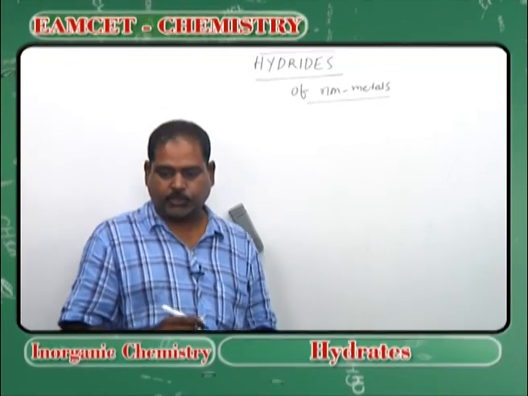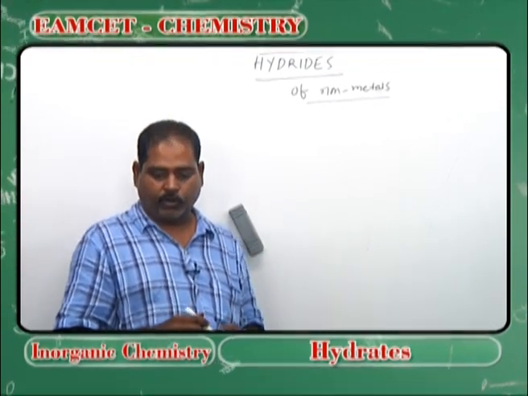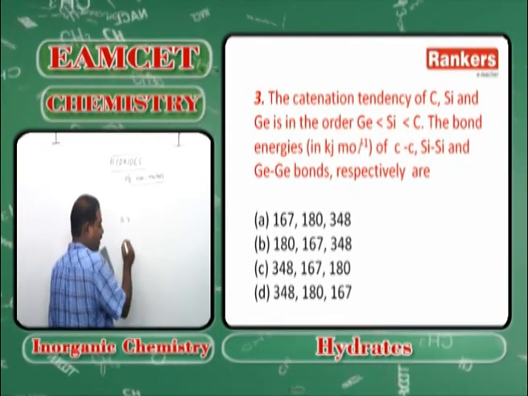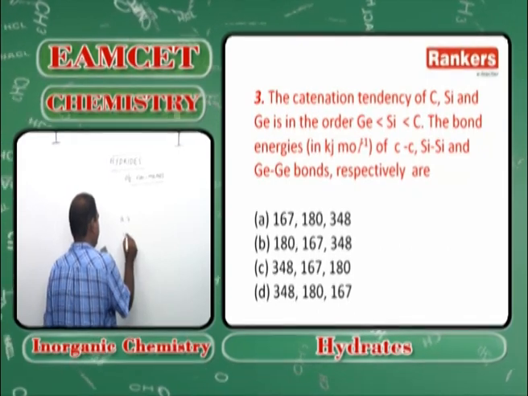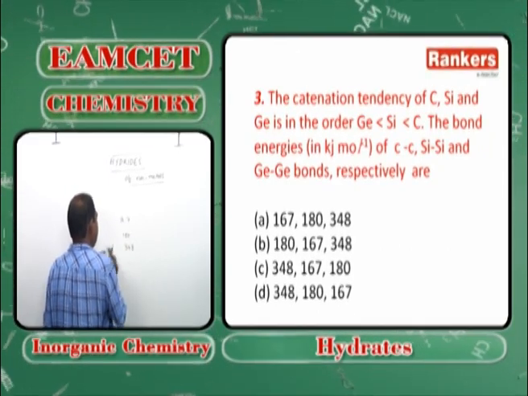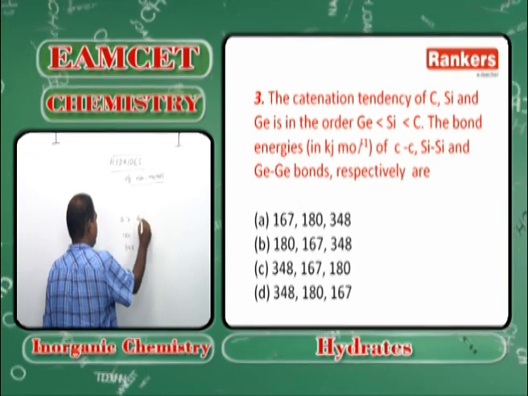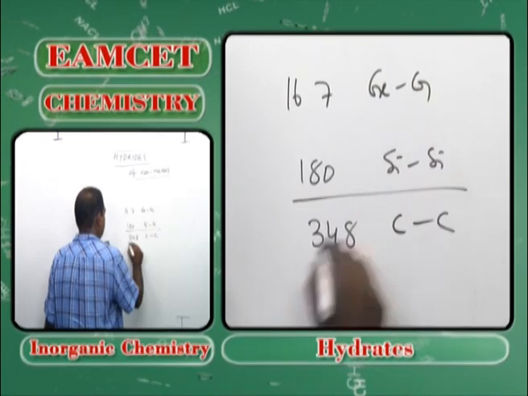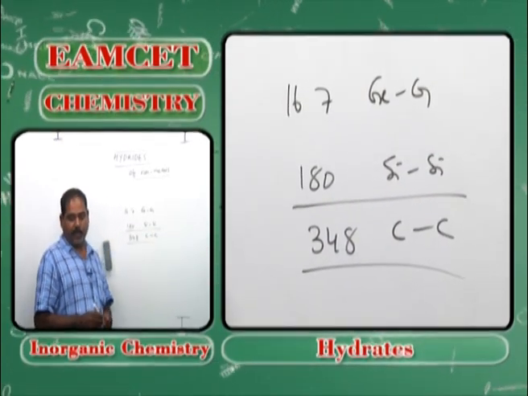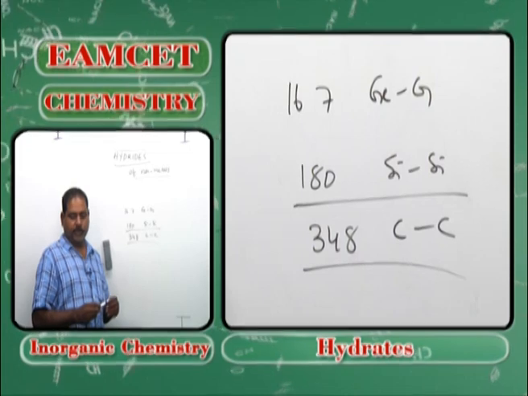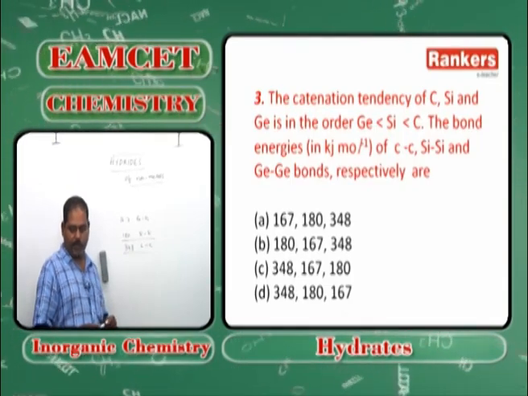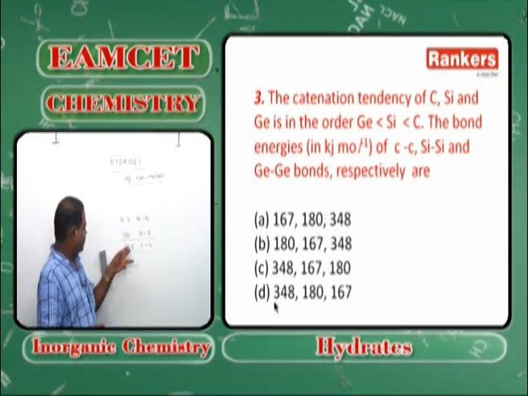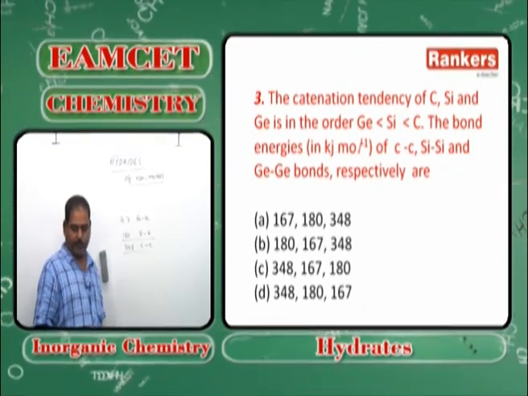And what about bond energies? Small atoms form stronger bonds. Therefore, for C-C, there are 3 values given: 167, 180, 348. This is the weakest bond, germanium. Second weakest, silicon. Carbon bond energy is 348 kilojoules per mole. Answer must be carbon, silicon, germanium: 348, 180, 167. Answer is D.